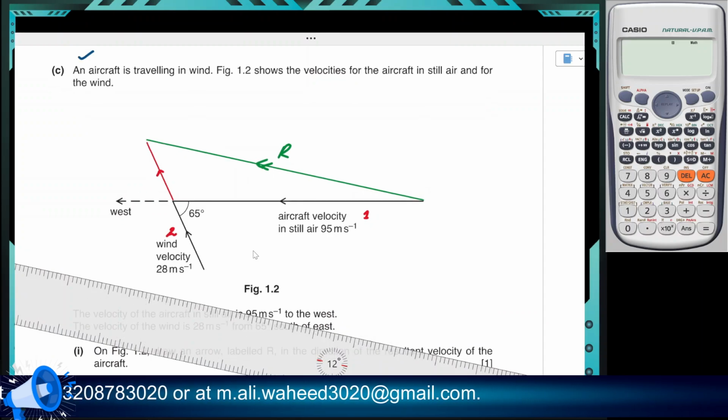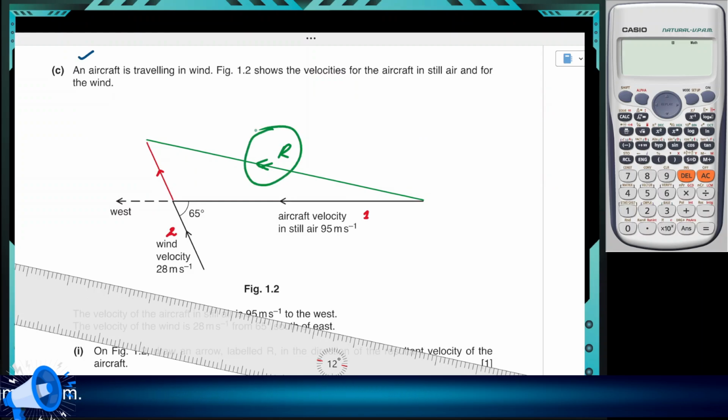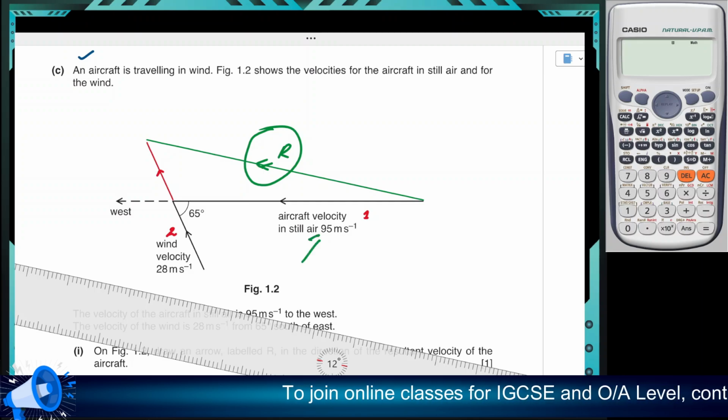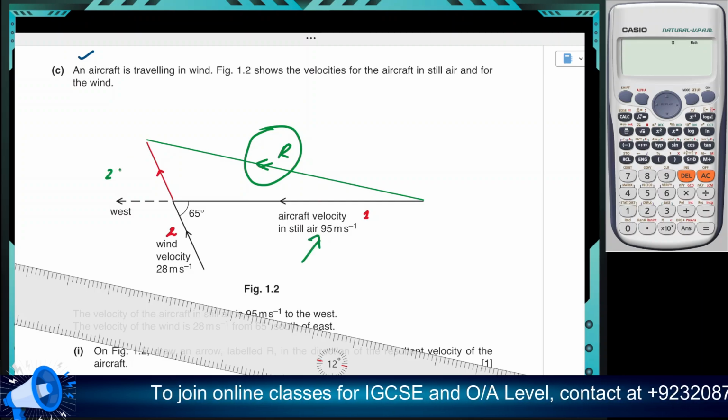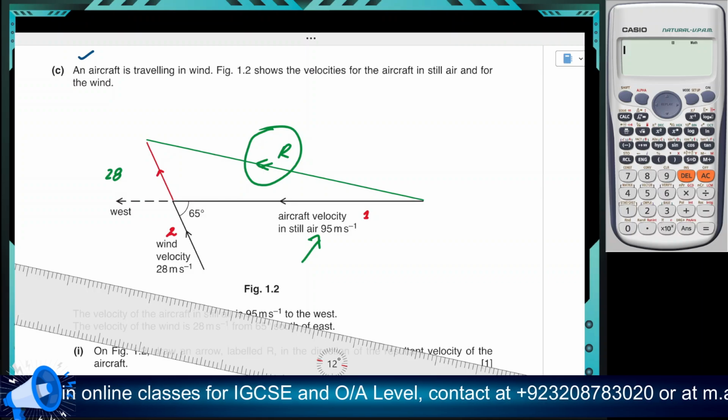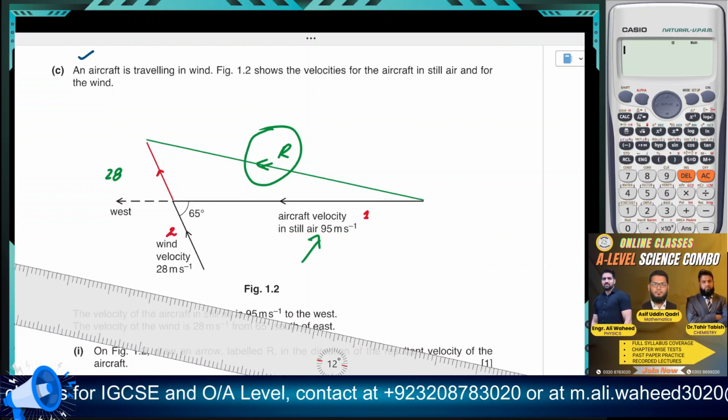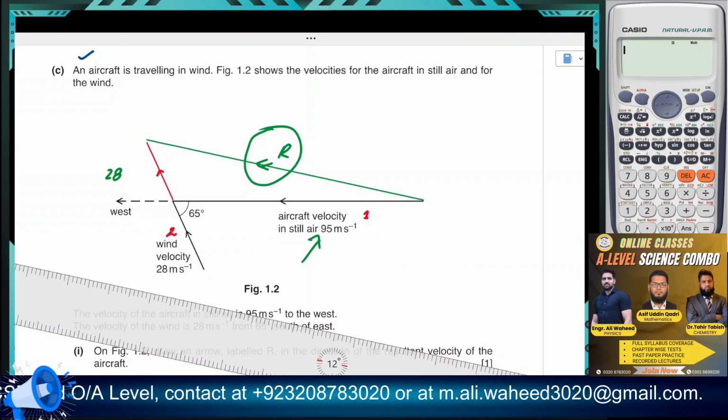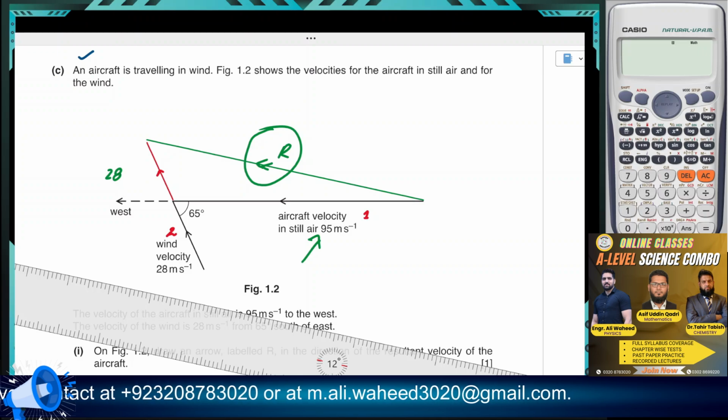So just by looking at the vector triangle, what do you make of the magnitude of the resultant vector? Is it greater than the aircraft velocity? Is it greater than 95 or less than 95, if you compare the lengths? Greater than 95.